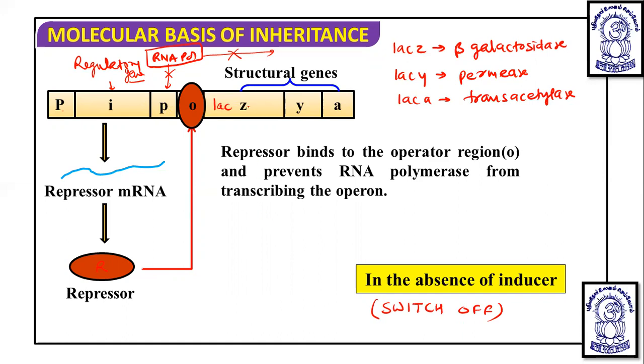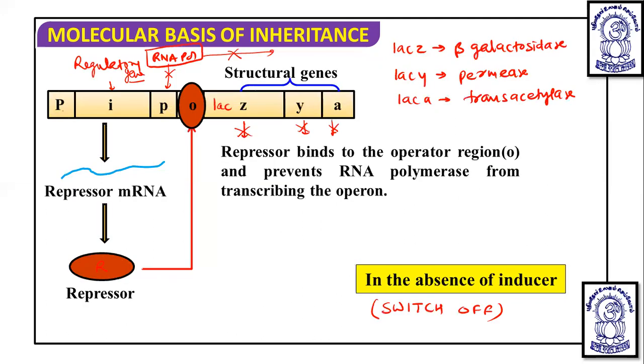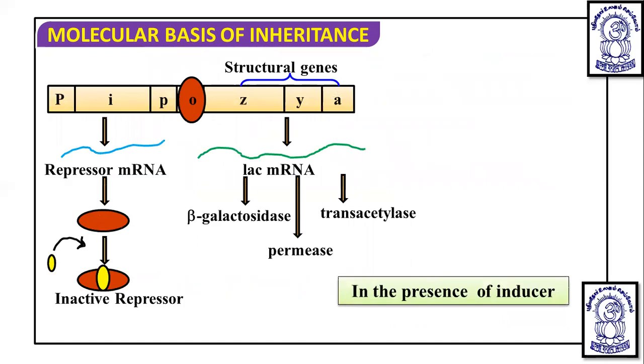Now if we want to make a product, it means these genes are not going to express. If we want to make an expression of this, then we need to convert this switch off operon into the switch on. This occurs in the switch off condition. Now if we want to discuss the presence of the inducer, that is the switch on condition, then in the presence of inducer, what will happen?